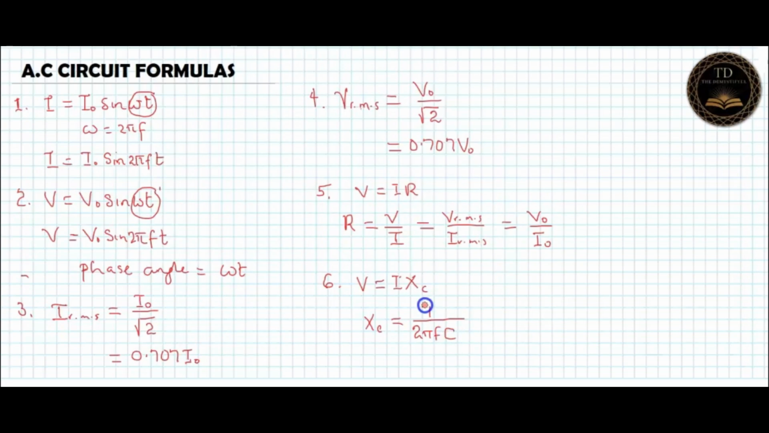Okay, so if you want to get the capacitive reactance, which is XC, this is what you use to get it, and then slot it back in here and get your V or whatever it is that you're looking for. All right, so that's for number 6.